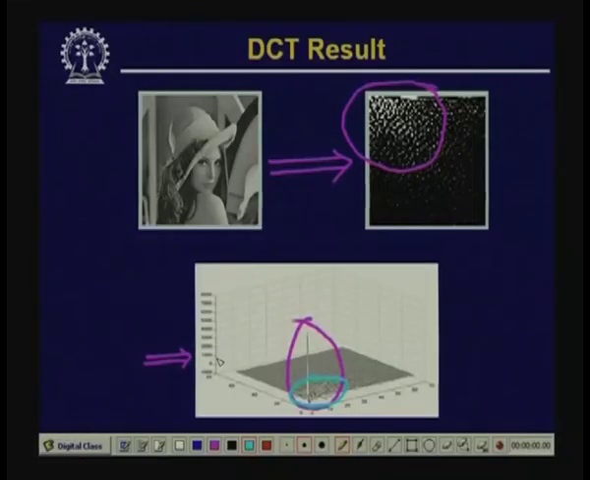So, after discussing all these different properties of the discrete cosine transformation, let us go to the other transformation which we have said as Walsh transformation. So, now let us discuss the Walsh transform.